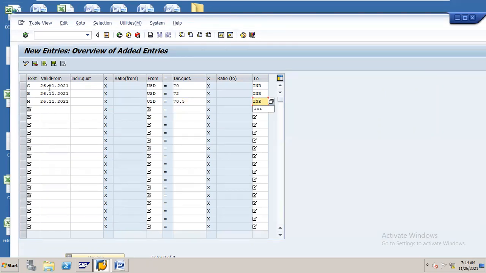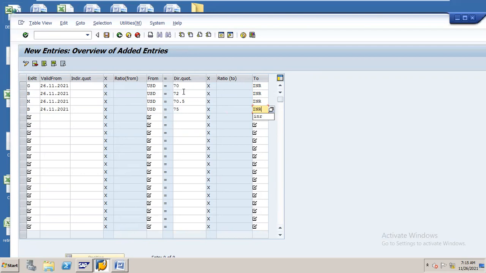Okay, suppose the 26th is okay. This bank selling is okay, 72. Okay, suppose on the 24th this bank selling rate is, say for example, 75. The 24th, what is the bank selling rate? 75, and the 26th is 72.